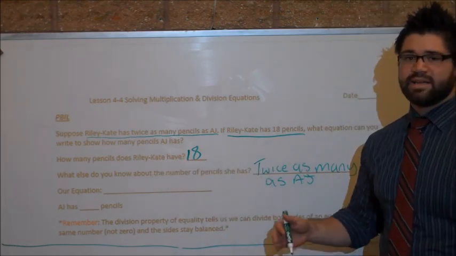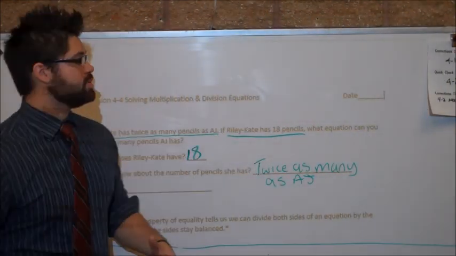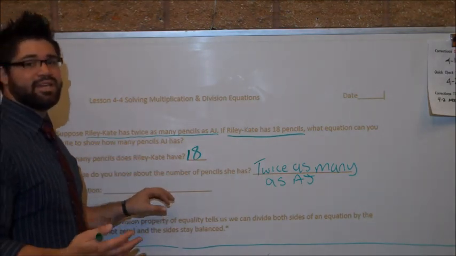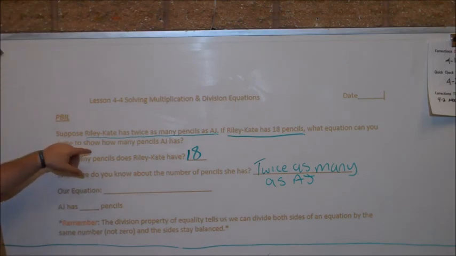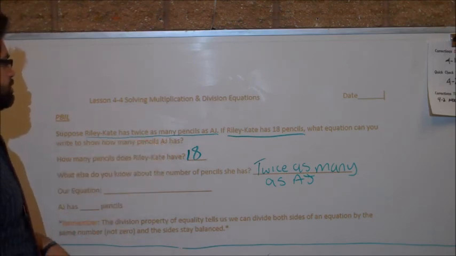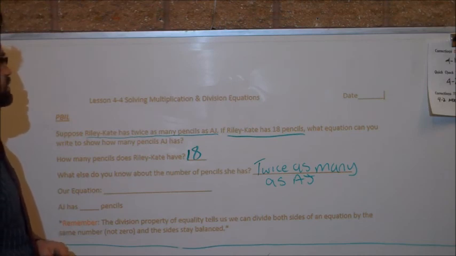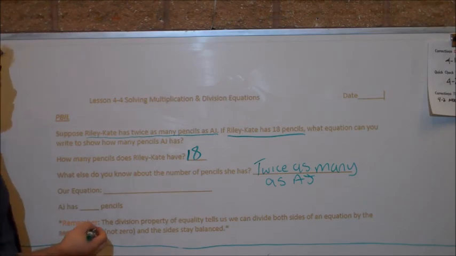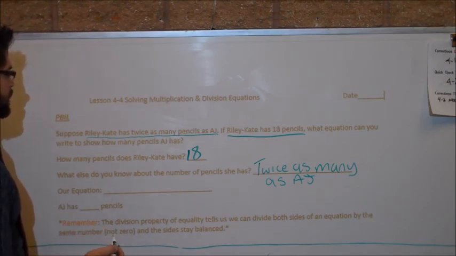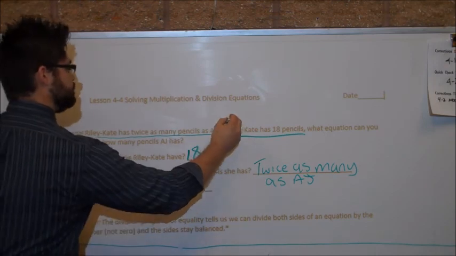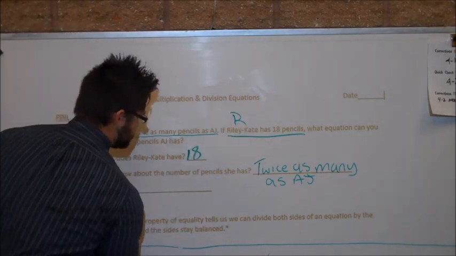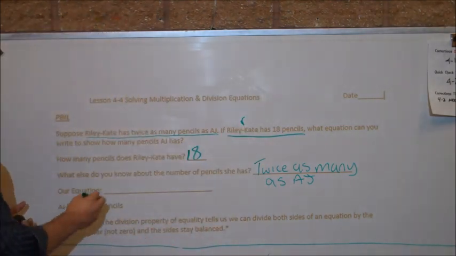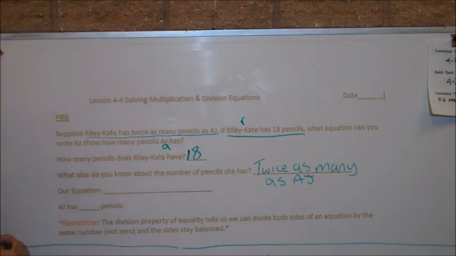So now that we know our basic information, let's go back through our problem and see what we can use with the information we know and see if we can set up an equation to figure out just how many AJ has. So Riley Kate has twice as many pencils as AJ. If Riley Kate has 18 pencils, what equation can you write to show how many pencils AJ has? So for Riley Kate, I'm going to use a lowercase r. And for AJ we're going to use an A, just to make things easier.